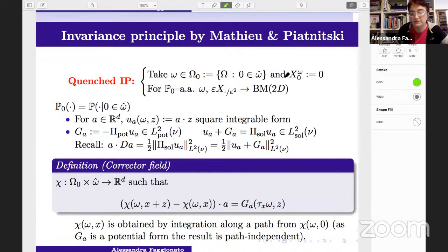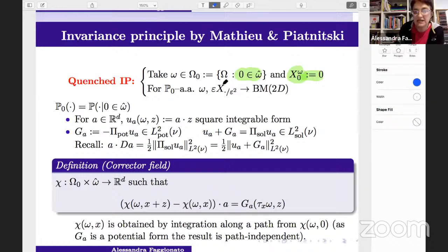So it says the following. First of all, they wanted to fix a starting point for the random walk. So it will start at the origin at time 0. So you need to restrict to environments omega such that the origin is in the infinite cluster. Okay, this is the simple random walk on the infinite cluster of the bond percolation. Okay, take omega in this space, and then for almost all omega in omega 0, with respect to the Palm distribution, you have the diffusively rescaled random walk.